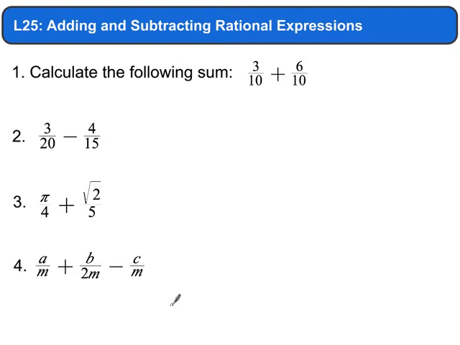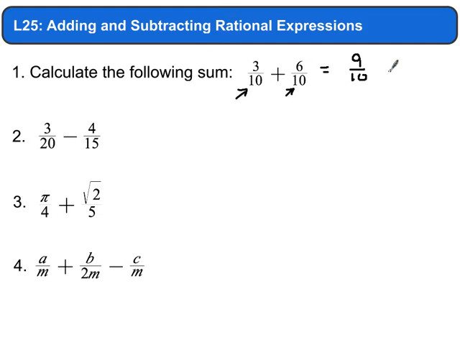So if we look at exercise number 1, it says calculate the following sum, 3/10 plus 6/10. Since this denominator and this denominator are the same, we just add the numerators, 3 plus 6, and you get 9. The denominator remains unchanged. So that's what we strive for, no matter how simple or complex the problem looks. That's our goal.